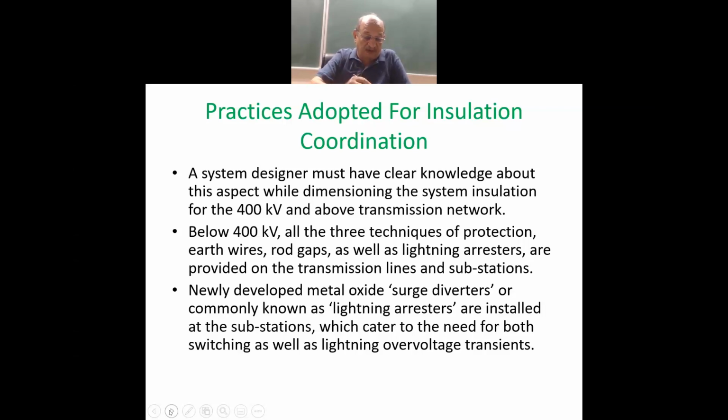So this is one of the practices, and we know the magnitude which the surge diverter will let pass to the substation, that is to the power transformer, and the power transformer should be provided with adequate insulation level to be able to withstand the residual voltage formed by the lightning arrester.